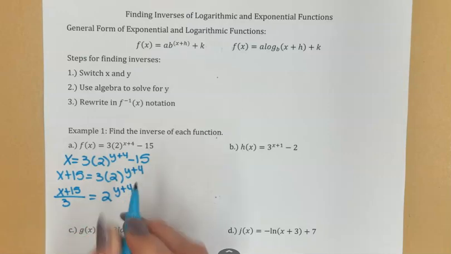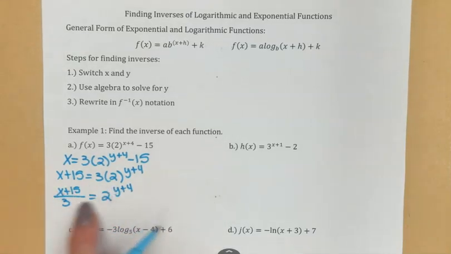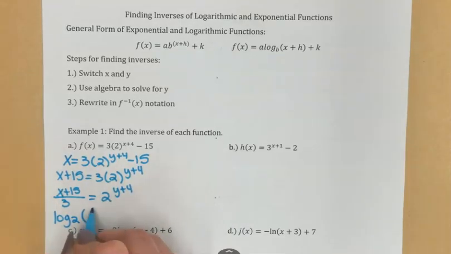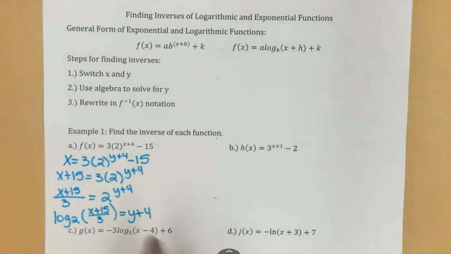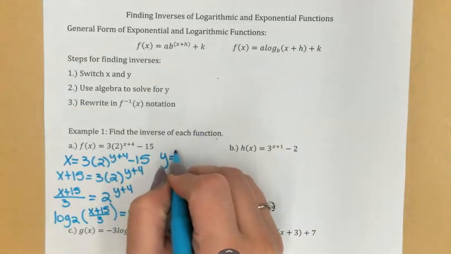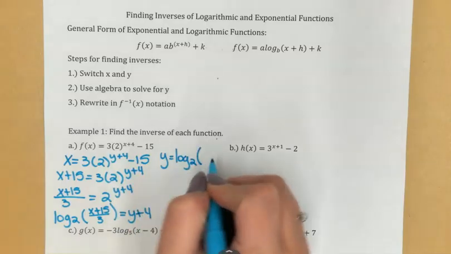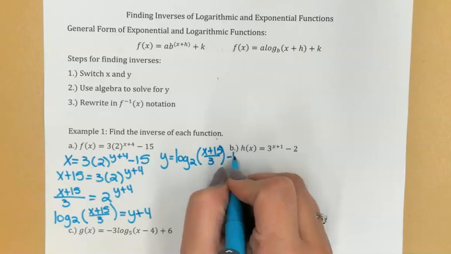Then I am going to divide by 3. And now I'm left with an exponential and y is in my exponent. So to get it out of the exponent, I need to rewrite this as a log. So that's going to be log base 2 of this whole thing, x plus 15 over 3, and that's going to be equal to y plus 4. So the last thing I'm going to do here is subtract 4. So y will be equal to log base 2 of x plus 15 over 3 minus 4.